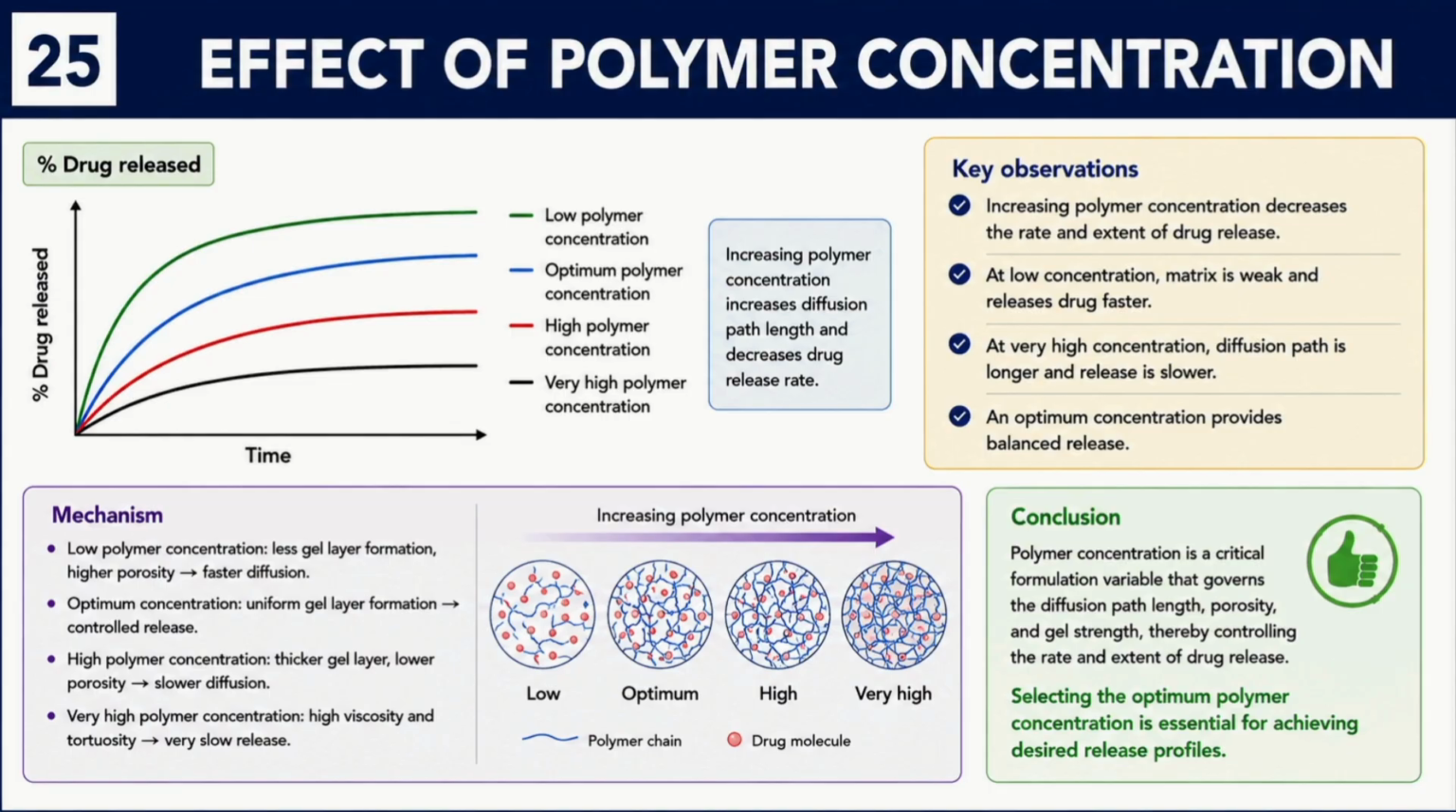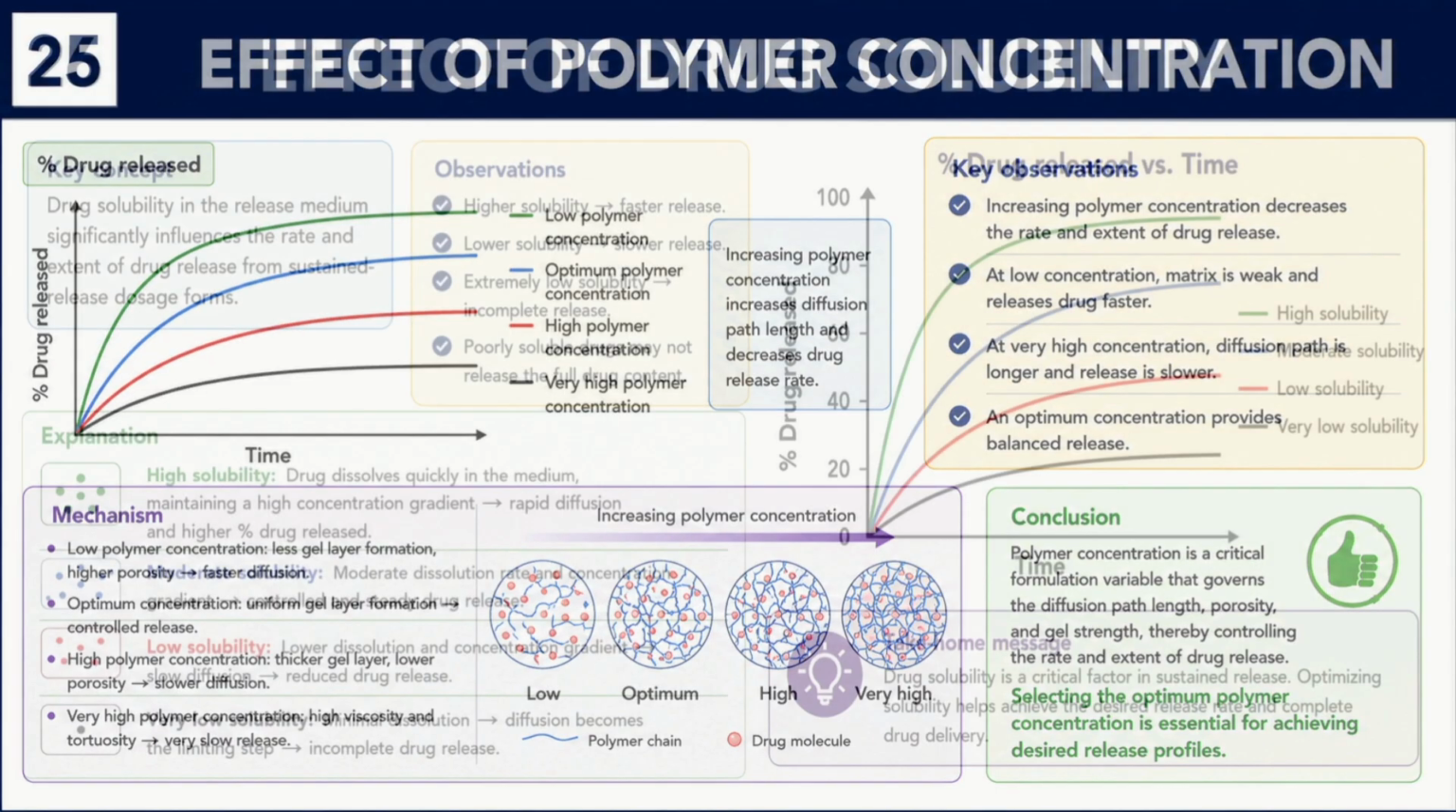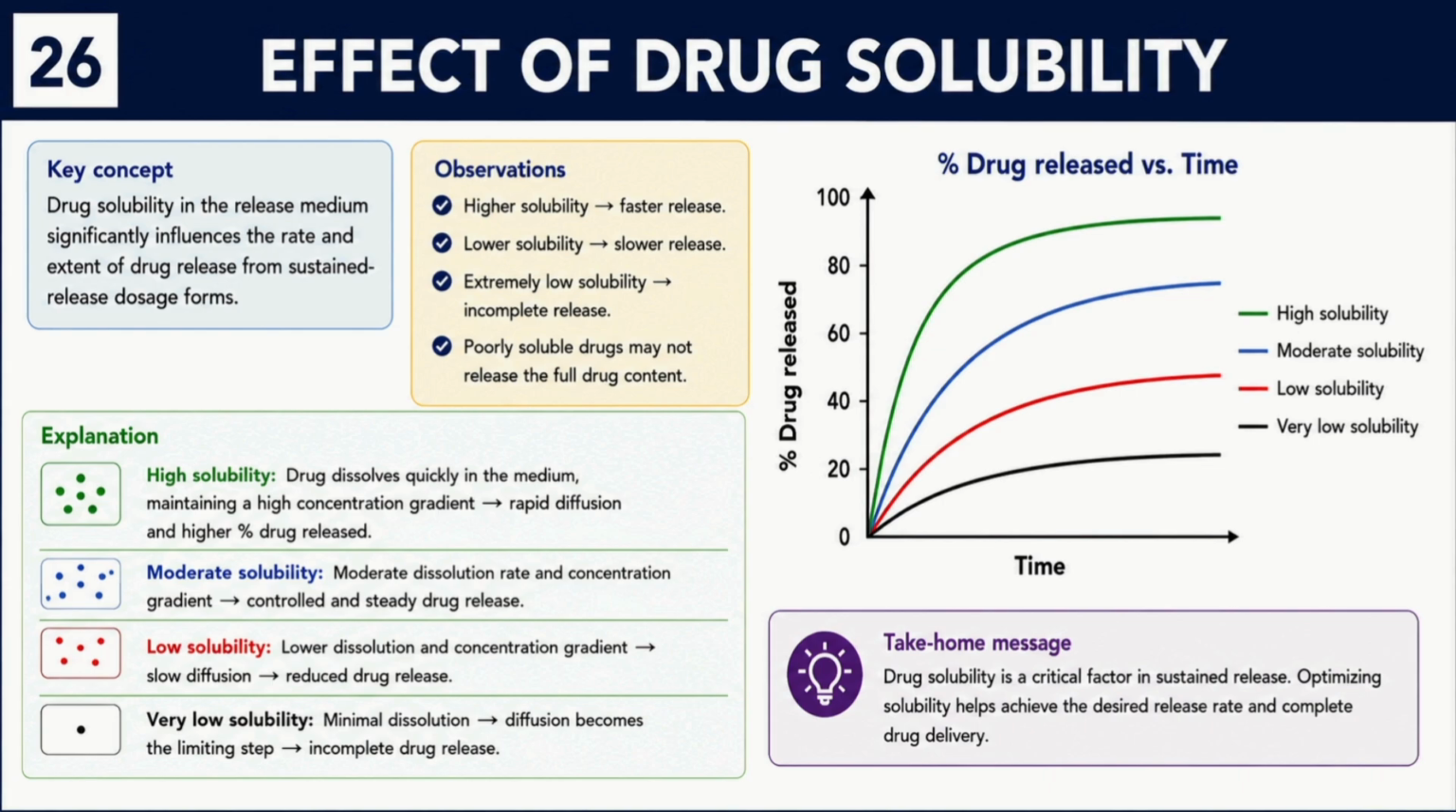Effect of the drug solubility. The drug solubility has a major influence on release. Highly water soluble drugs can dissolve rapidly and may diffuse quickly through a hydrated matrix here. Poorly soluble drugs may show slower dissolution and therefore slower release here. However, extremely low solubility can lead to incomplete release. Therefore, the formulation scientist must balance the drug dissolution and the polymer controlled diffusion here. Sometimes different grades or combinations of polymers are also used to obtain the desired release profile.